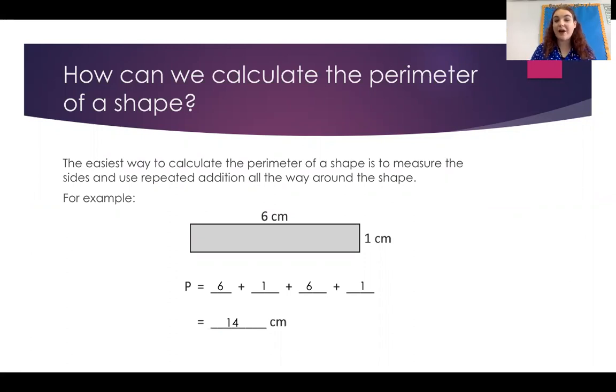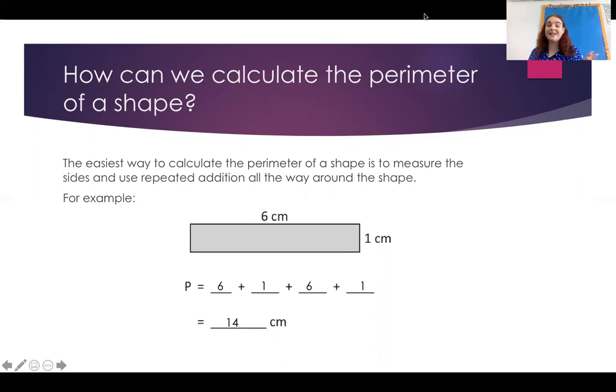So, how can we calculate the perimeter of a shape? The easiest way is to measure the sides and use repeated addition all the way around the shape. For example, if we look at this rectangle, we have one long side which is 6 centimetres. Using our knowledge of 2D shapes, we know that it's also the same for the bottom side. So we have 2 lots of 6 centimetres, and the short side is 1 centimetre, which means that the other side is also 1 centimetre, which we can then add together as well.